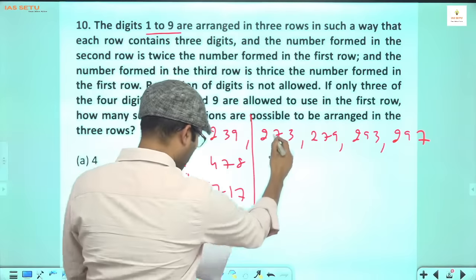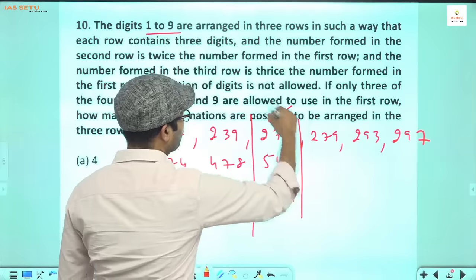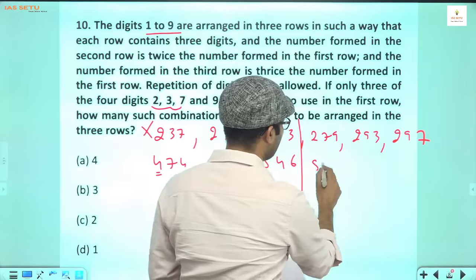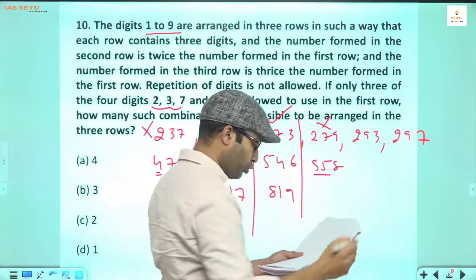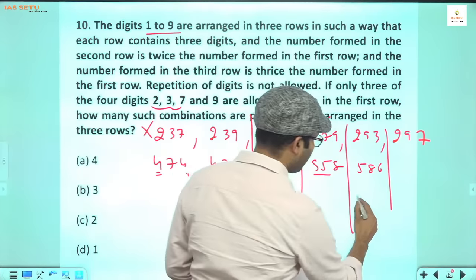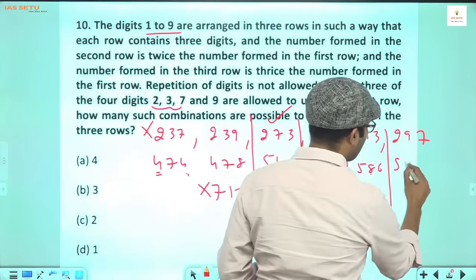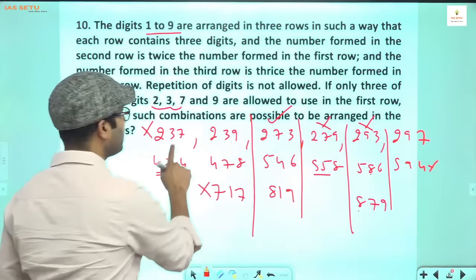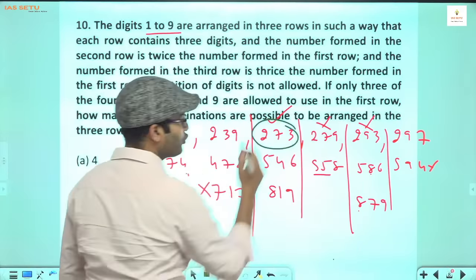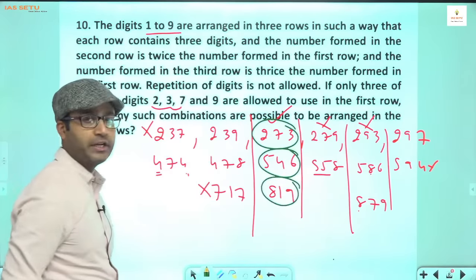This is wrong. 273 gives 546 and 819, perfect. So this is one possibility. 279 gives 558, repetition not allowed, wrong. 293 gives 586, and then 879, repetition of 8 not allowed. 297 gives 594, repetition not allowed. So in the 200 range, you get one possibility: first row 273, second row 546, third row 819.